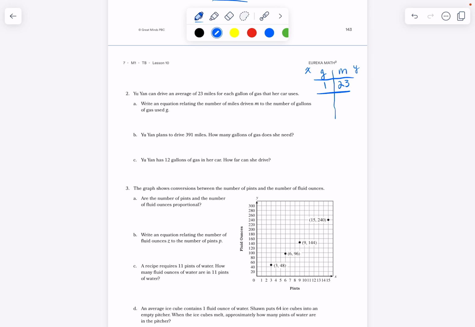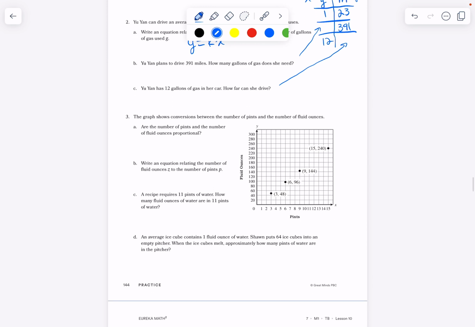Looking at part B though, Yuyan plans to drive 391 miles, so we put 391 right here. You would need to find the missing value. And then part C, if she has 12 gallons of gas in her car, how far can she drive? That'll give you the answer for that value. Again, write that equation using the generic form, y equals k times x, but of course you're not using y, k, and x anymore. We're substituting the appropriate variables, and we're using our constant of proportionality, which, as we all know, is actually the unit rate.